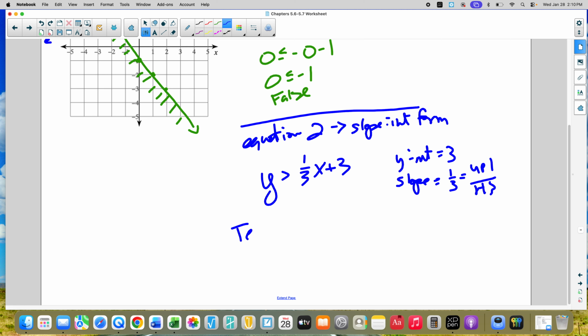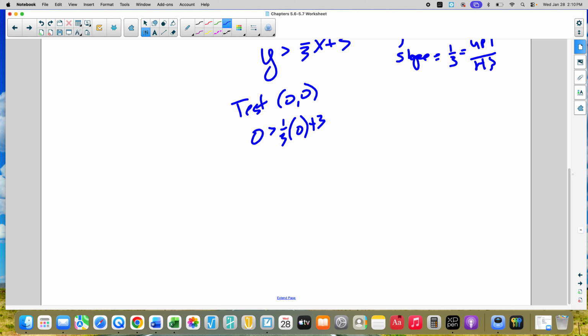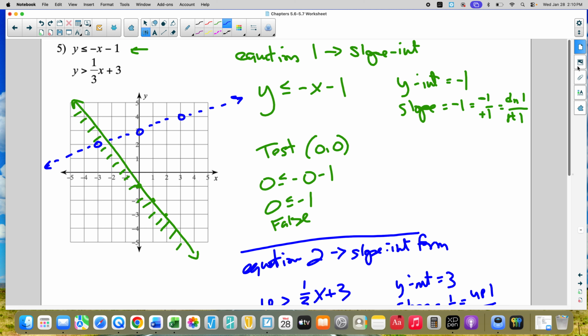I'm going to test the point 0, 0. Is 0 greater than 1/3 times 0 plus 3? Is 0 greater than 0 plus 3? Is 0 greater than 3? No, that's false also. So from the blue, the position 0, 0 here is false. So this side is false, and I need to shade up to show where the solutions are located.